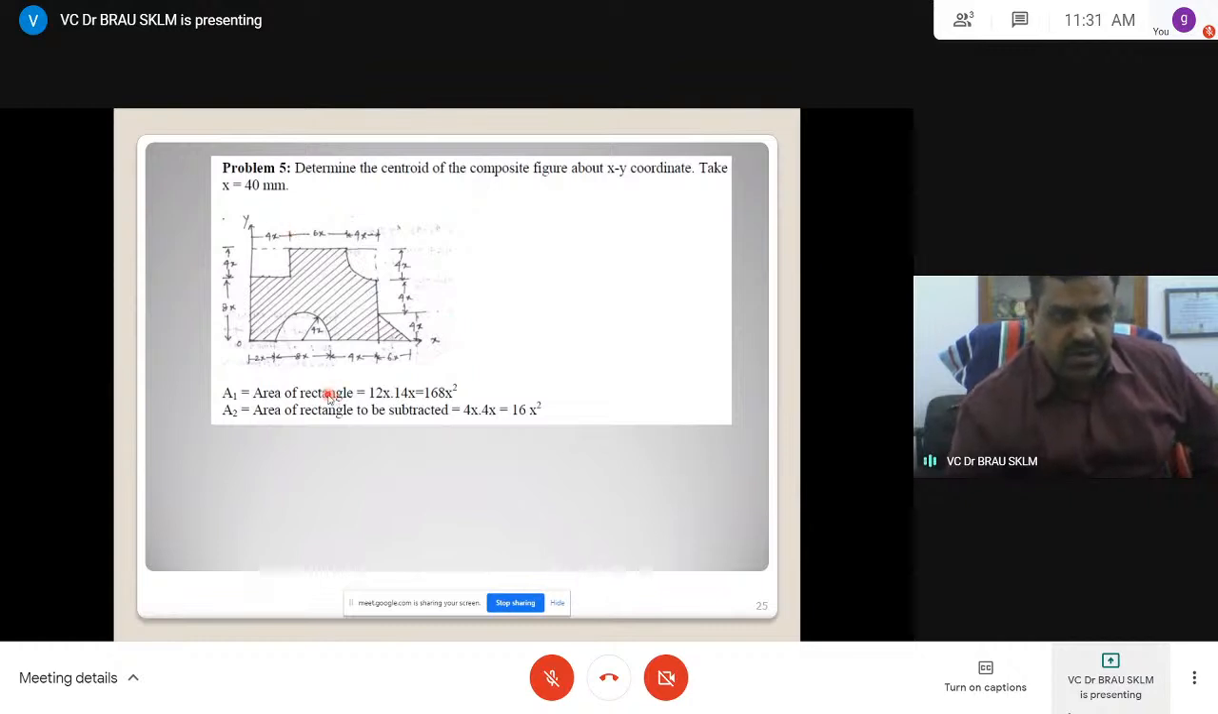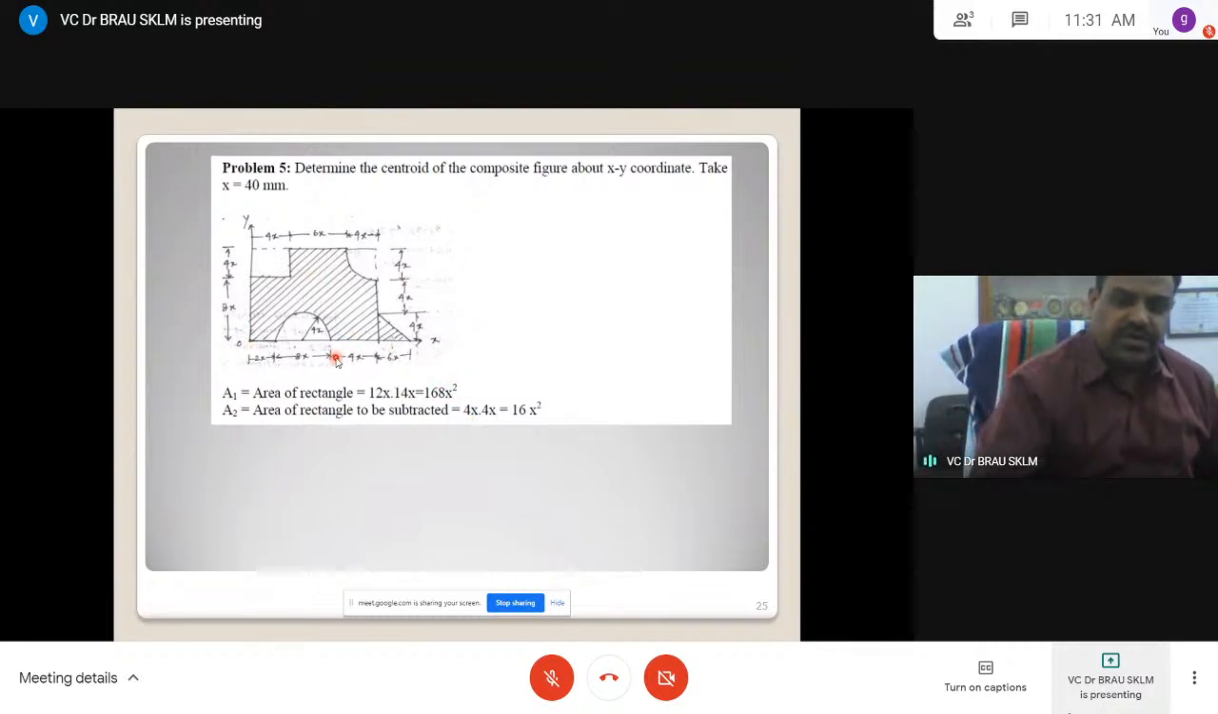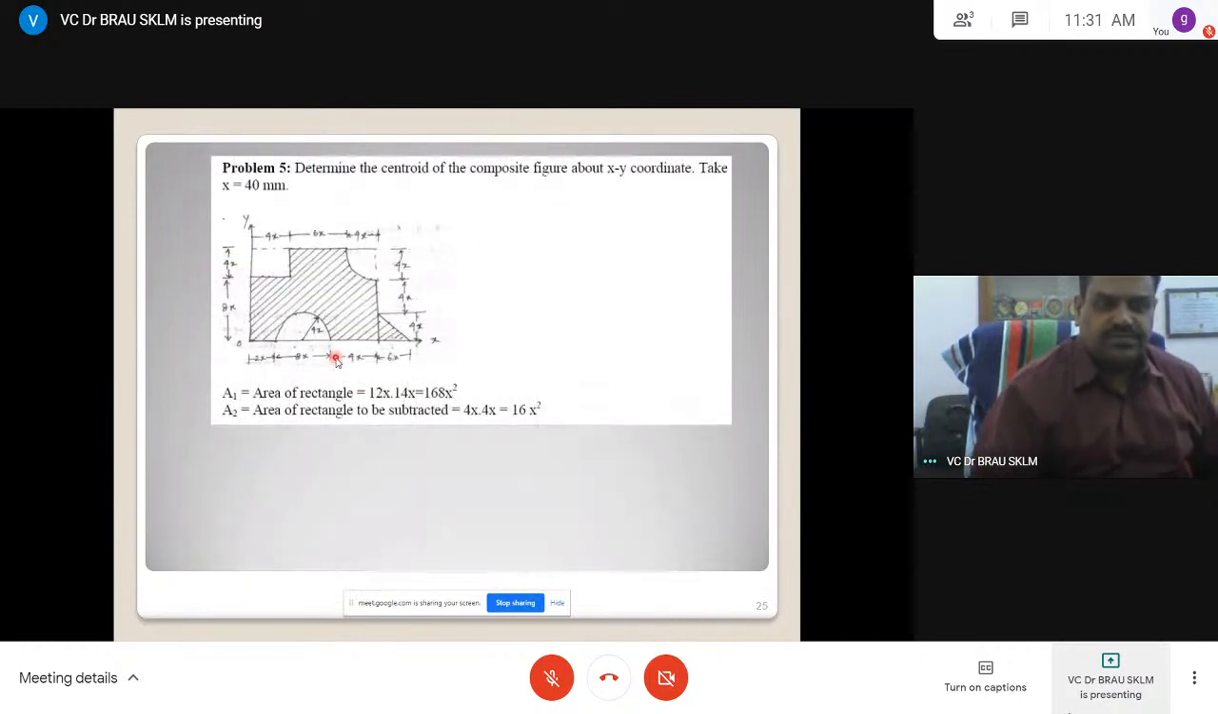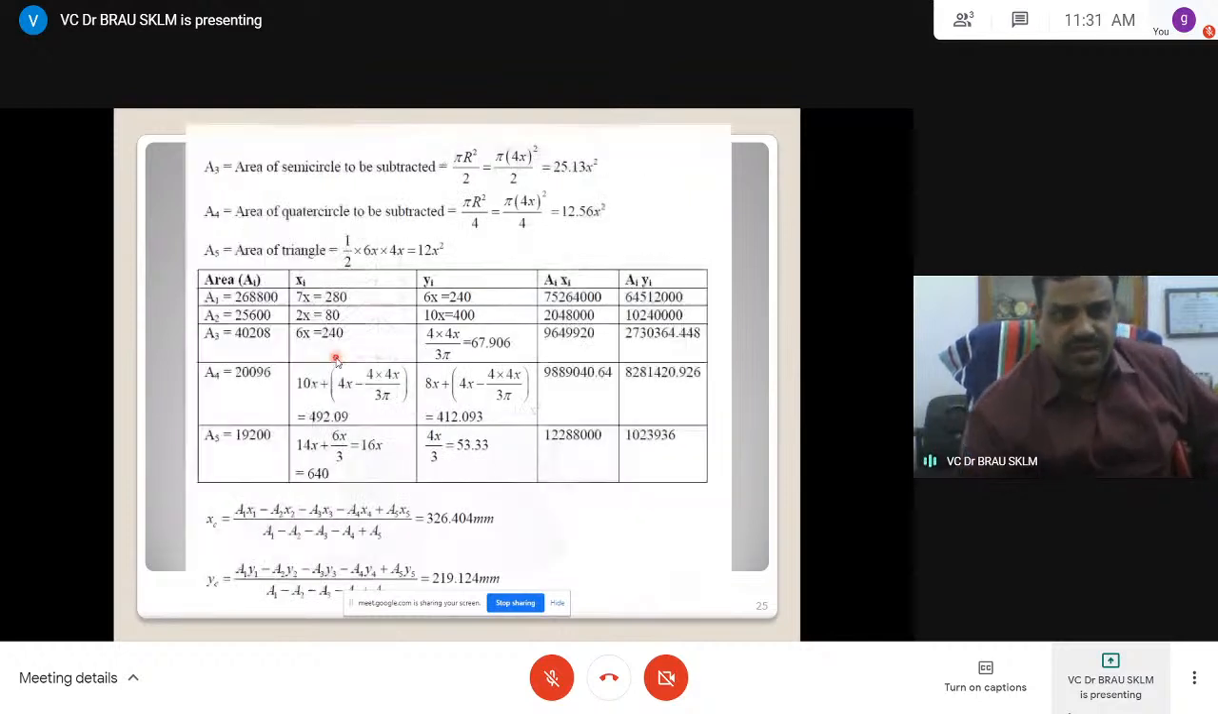Okay. A1 is area of the triangle, A2 is the area of rectangle. Area of rectangle and area of subtracted rectangle is this one. Based on given data, this is what the geometry is. Then you can easily find out by same logic. Now let us see here. Divide. Area of semicircle to be subtracted, area of quarter circle to be subtracted, and area of triangle to be added.